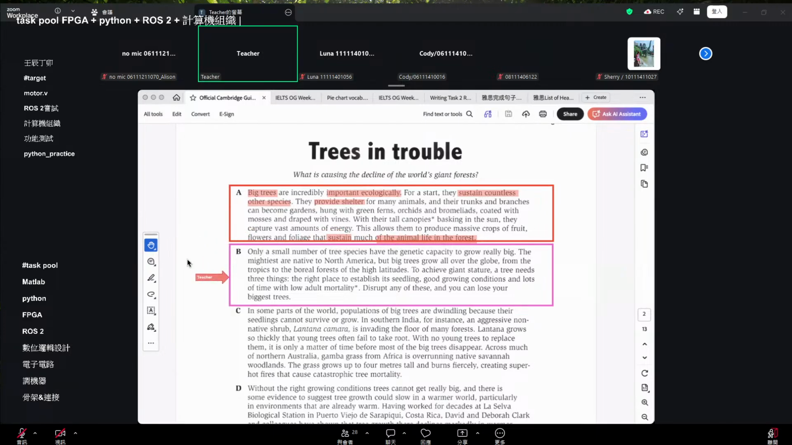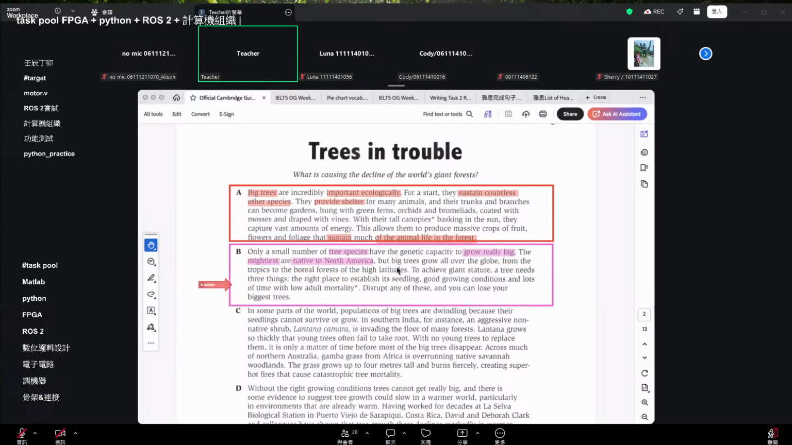Now, if we're moving on to paragraph B, only a small number of trees have the genetic capacity to grow really big. Okay, so now we are going to talk about the really big trees and those tree species. The mightiest means the tallest. You see, the superlative. Here we have the superlative, so we should pause immediately and read slowly. Mightiest means the tallest trees are native to North America, but big trees grow all over the globe from tropics to the boreal forest of the high altitudes.